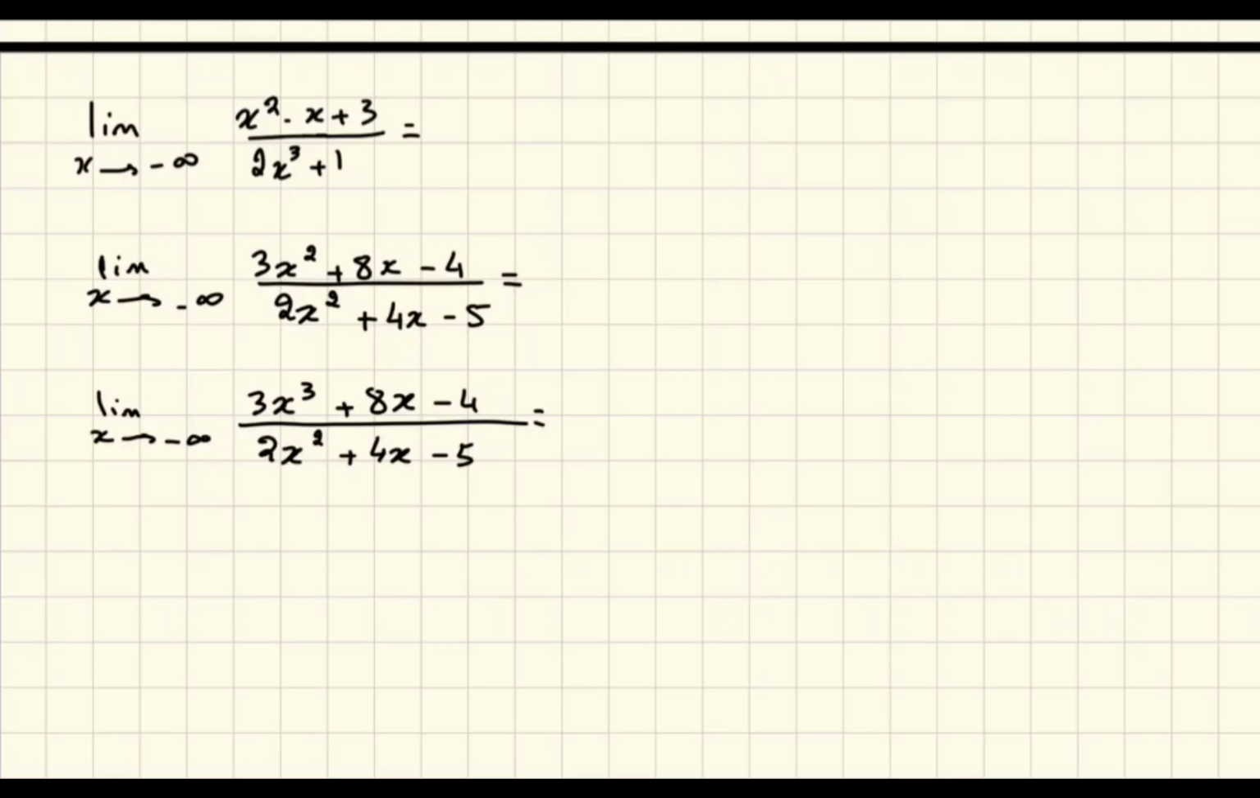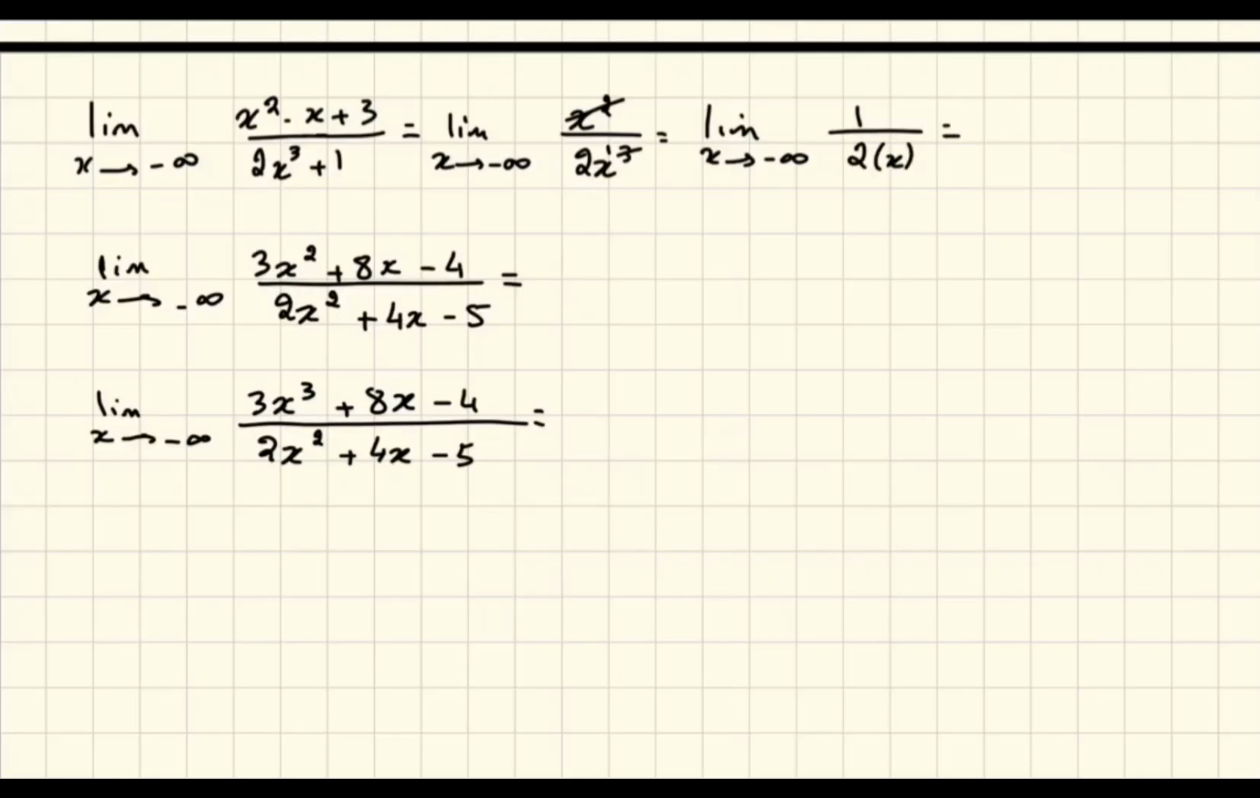Talking about the same functions, but limit as x approaches negative infinity, actually it's not gonna change anything except in the last one. So again, we do limit as x approaches negative infinity. We take the term with the highest exponent over the term with the highest exponent down. We cancel this and this, and we get limit as x approaches negative infinity of 1 over 2x.